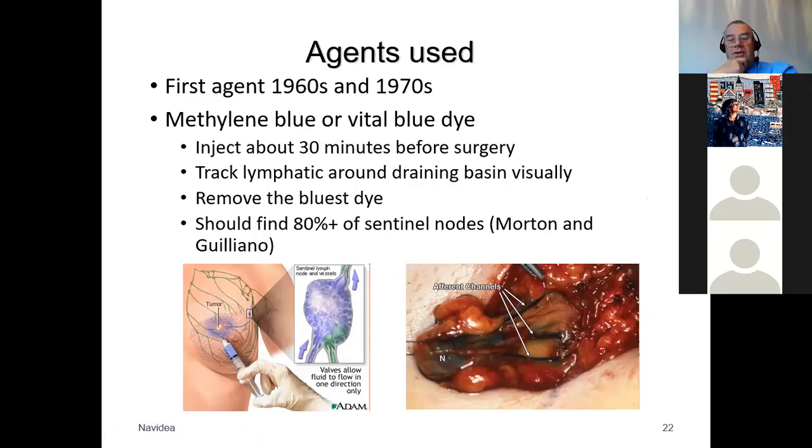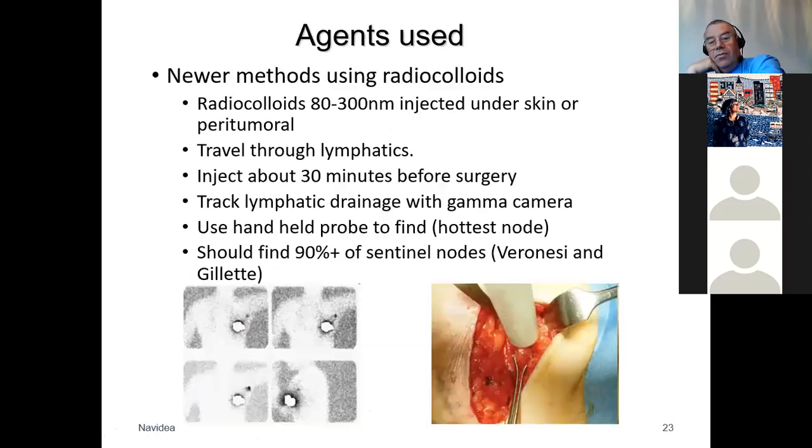So you inject about 30 minutes before surgery, and then visually they look for these tracks, and you can see these blue lines looking like motorways where you're trying to track your way to lymph nodes. If you did it on its own, you just remove the bluest nodes, but this only finds about 80% of sentinel lymph nodes. So the big change in the mid-90s was to use radiocolloids.